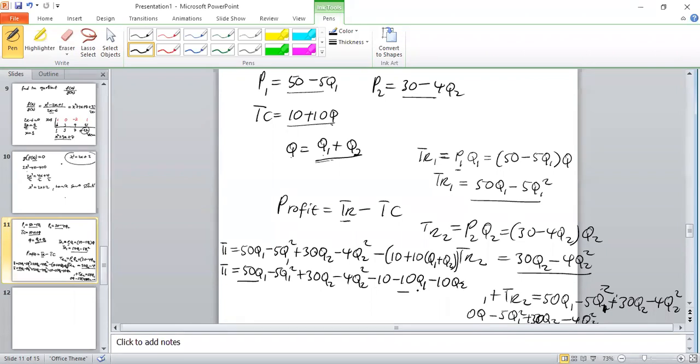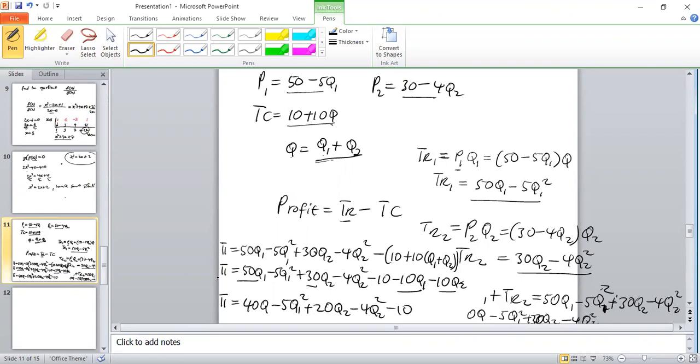Then we can collect the right terms. 50Q1 minus 10Q1, what do we get? 50 minus 10, 40Q1 minus 5Q1 squared, then 30Q2 minus 10Q2, that should be plus 20Q2, minus 4Q2 squared minus 10. This is the profit function.